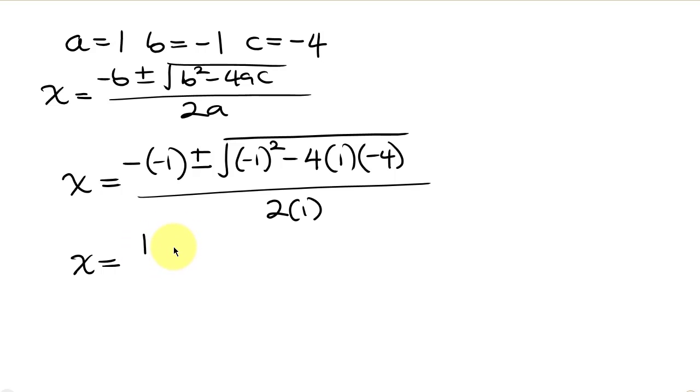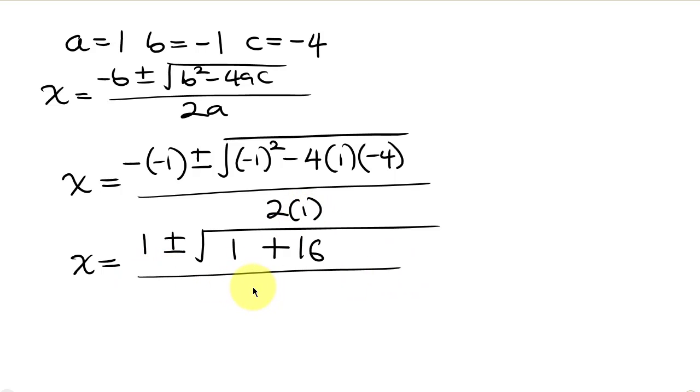positive 1 here, plus or minus the square root of negative 1 squared is 1. And also, negative 4 times 1 times negative 4 gives plus 16. Very good. So all over 2 times 1, that is 2. So x now becomes 1 plus or minus the square root of 1 plus 16, which is 17, all over the denominator 2. So we've got other two values of x here. 1 plus the square root of 17 all over 2, or 1 minus the square root of 17 all over 2.